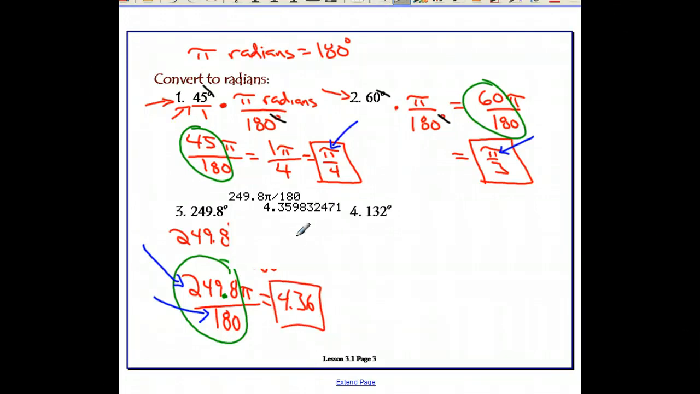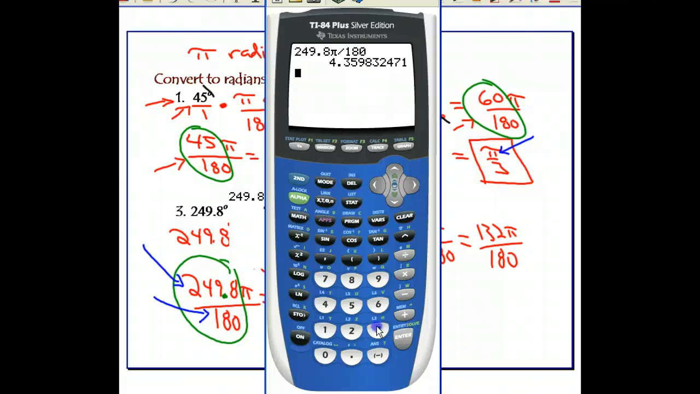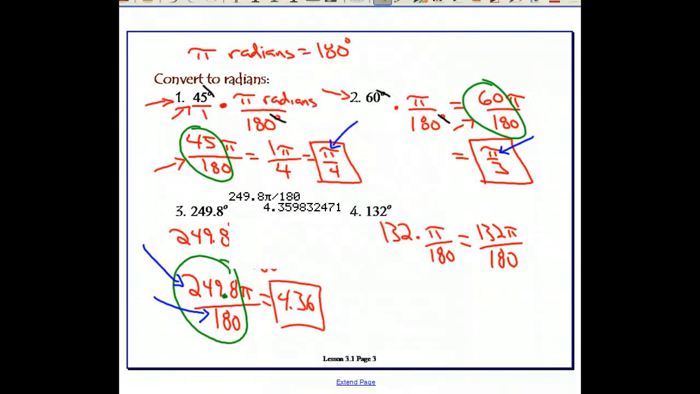All right, same thing for the 132. It's not going to reduce real nicely. So 132 times pi over 180. I could reduce the fraction a little bit. But unless it's something really good, like a fourth or a third, you could multiply this out. So 132 pi over 180. And let's figure this out. Bring out the calculator. So 132 pi divided by 180. What do we get? 2.30 radians, with the pi already included in there.